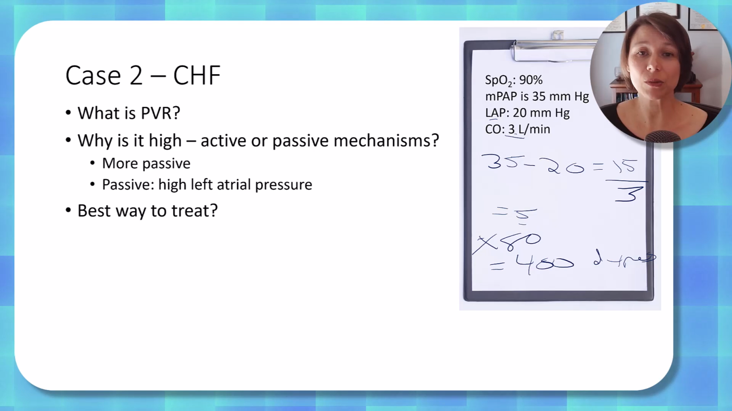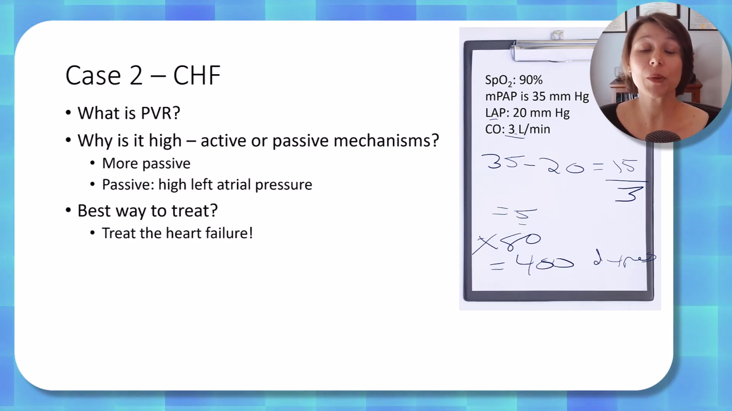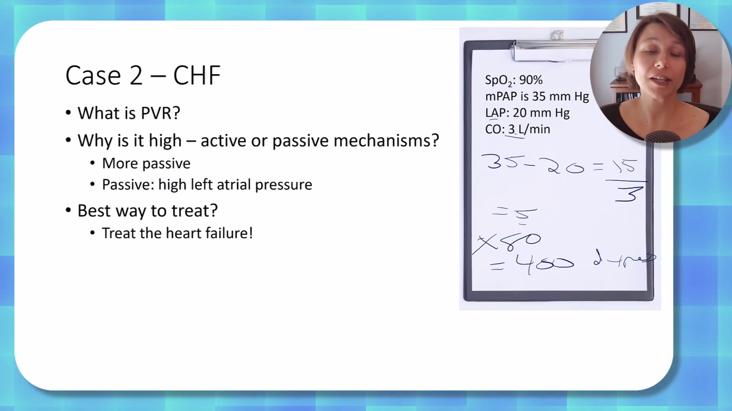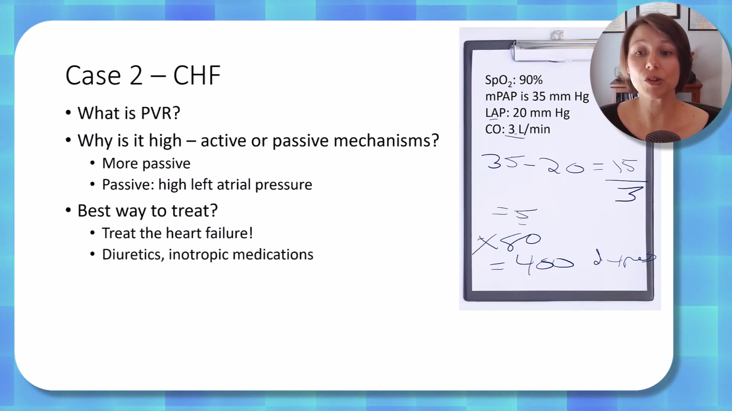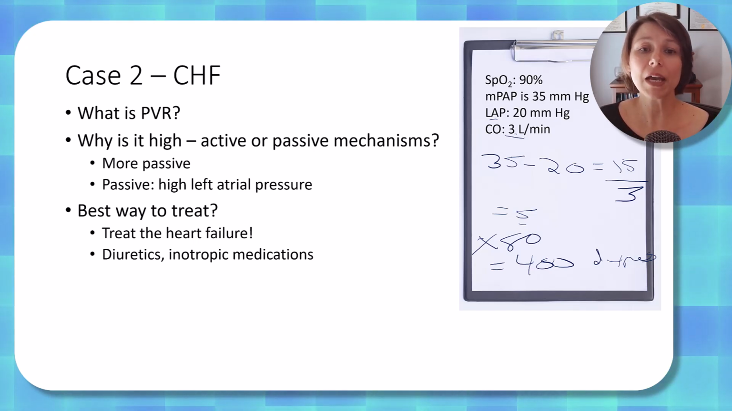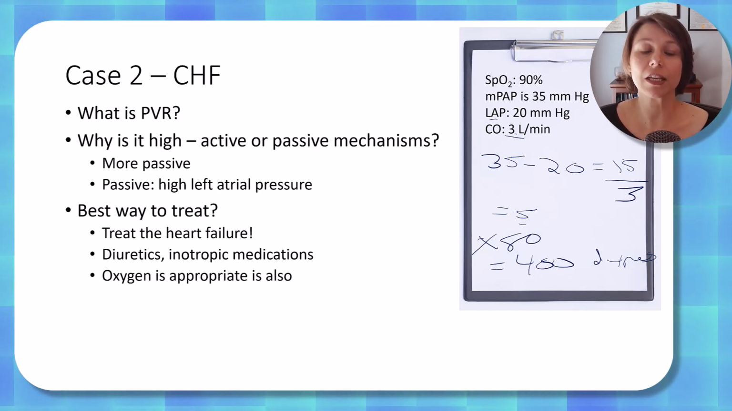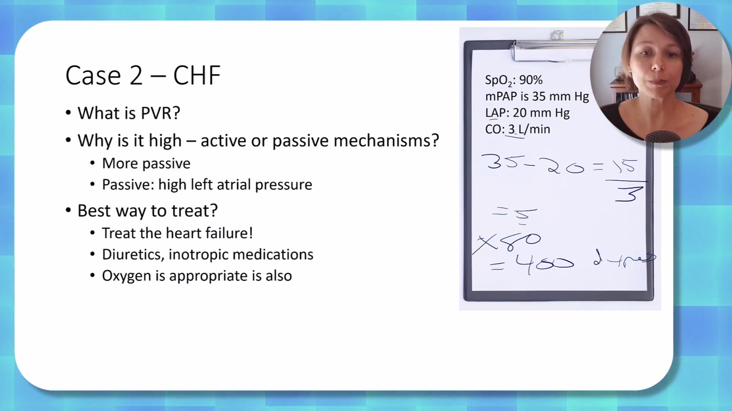So what's the best way to treat this patient? Really, we need to treat the heart failure. And so that's going to involve giving diuretics, potentially an inotropic medication to get the heart pumping more effectively. But instead of 90%, oxygen is also going to be appropriate in this case.